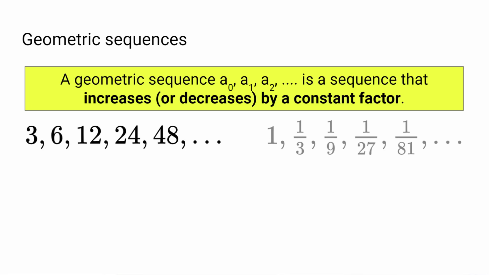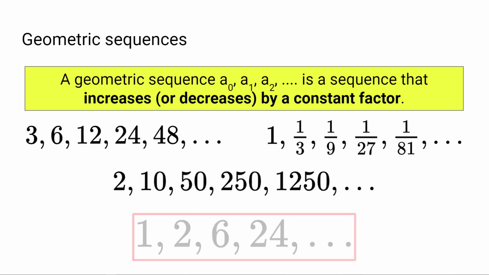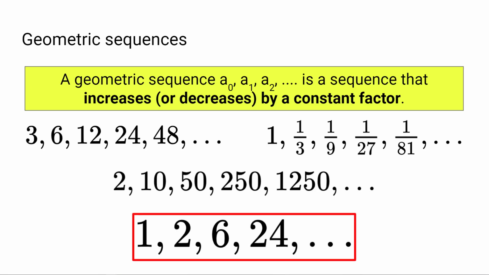Here's another, because the terms are increasing by a factor of 5 each time. Here's one that is not geometric, because the second term is 2 times the first one, but the third term is 3 times the second one. Since that's not the same multiple each time, this is not a geometric sequence. Just as with arithmetic sequences, geometric sequences are fairly simple to represent recursively or in closed form.